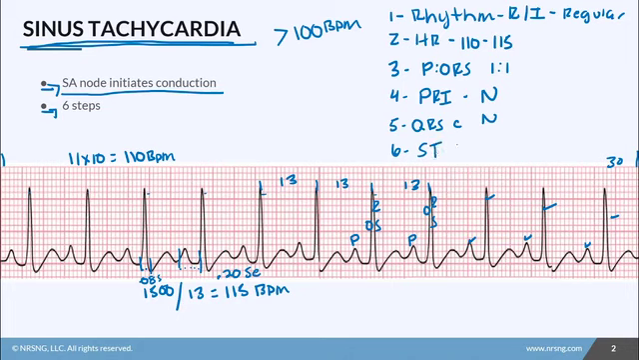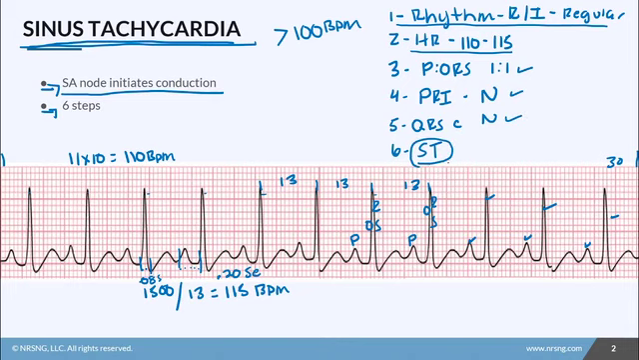So let's recap these characteristics. Our rhythm is a regular rhythm. Our heart rate is 110 to 115 beats per minute. Our P to QRS ratio is 1:1. Our PR interval is normal. Our QRS complex is normal. So our rhythm is sinus tachycardia.